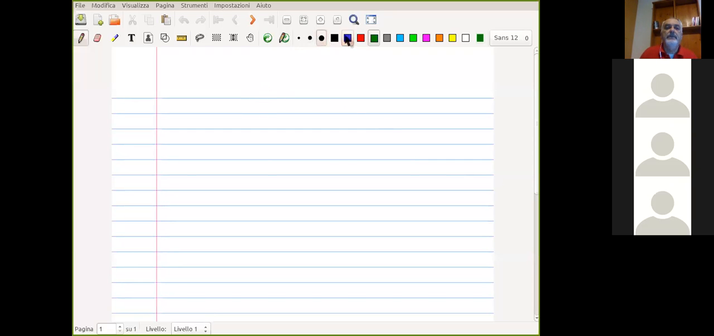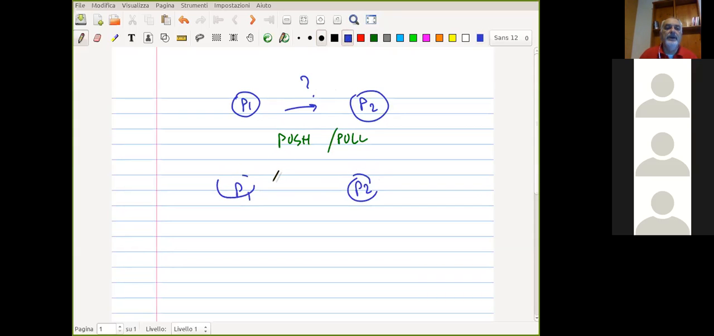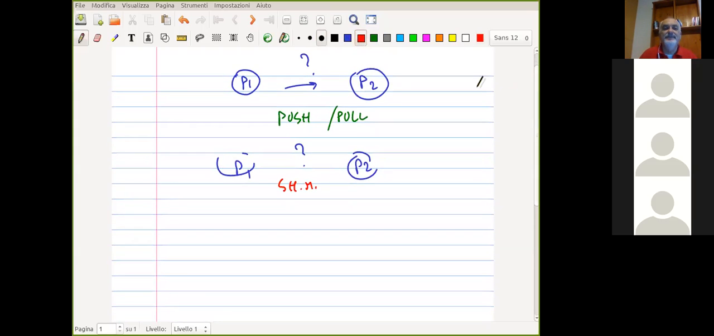So just model things like this. Two processes, how to communicate with simple messages, both in push and pull. If there are two processes, how can they communicate with the shared memory? Maybe it's simple because we talked yesterday about how to do that.